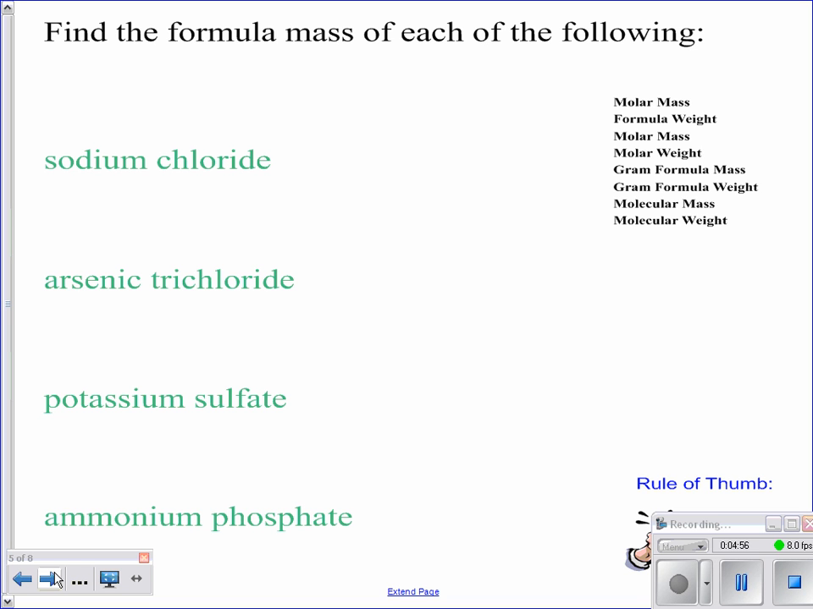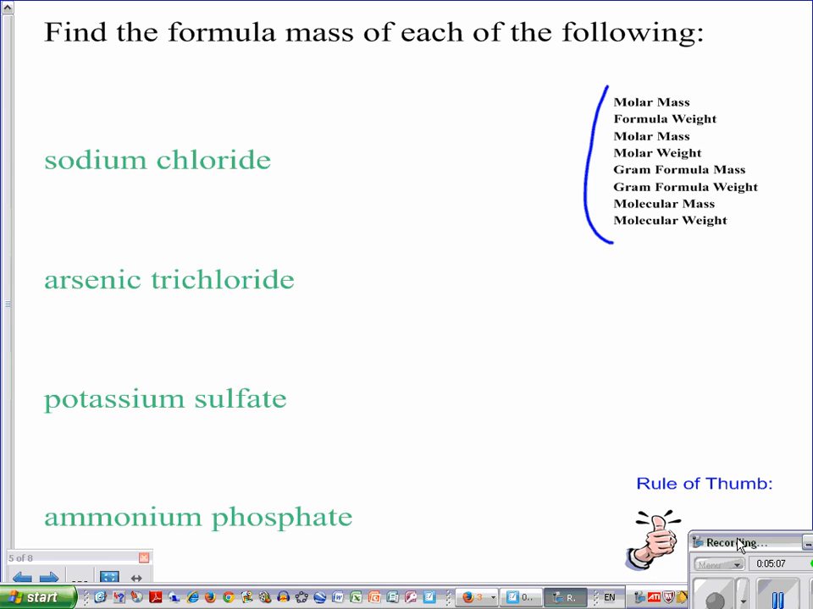This is what is actually on your notes. We want to go through and calculate our formula mass for each of the following. And remember, there are many different ways to phrase formula mass, but molar mass, just make sure you're familiar with all of those. Okay, first one that we see, sodium chloride.